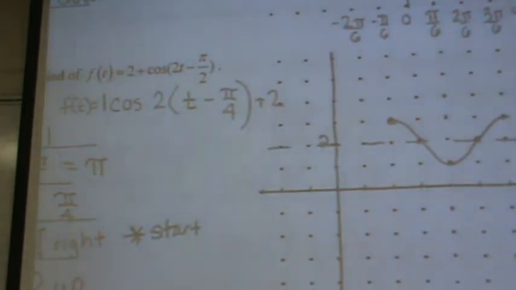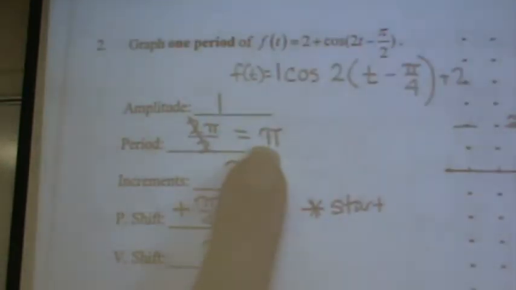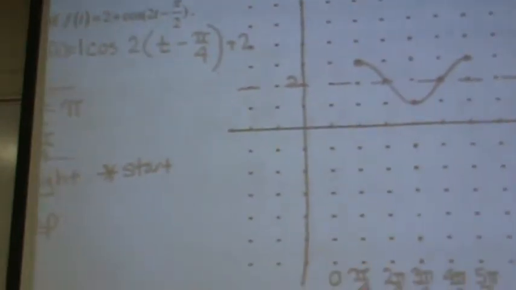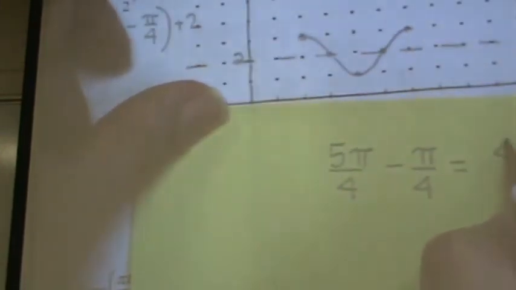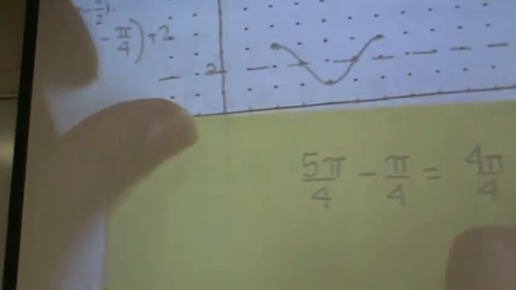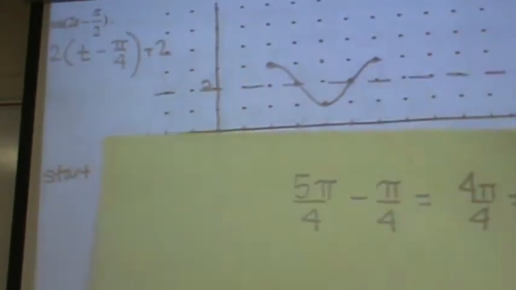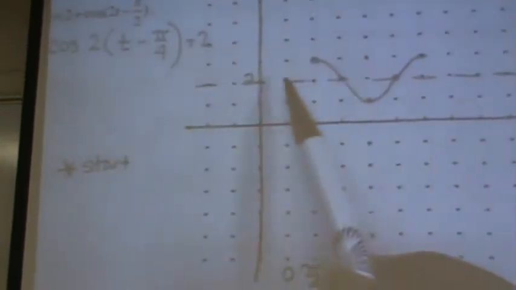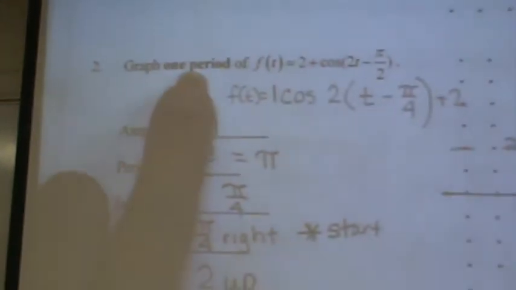Now, how do we know that that is pi units long, like Teresa asked? You could take your end, subtract your beginning. What's 5 pi over 4 minus pi over 4? And what do you get? You get 4 pi over 4, which is pi. That was pi units long. Now, if I asked you to do another period, you would keep adding pi over 4. But I'm just asking you for one period.